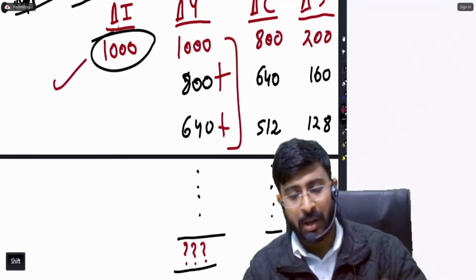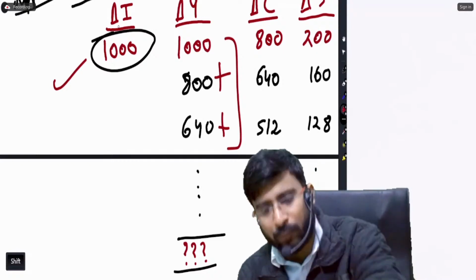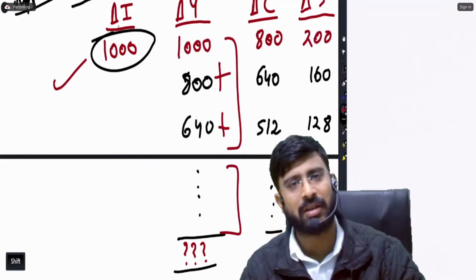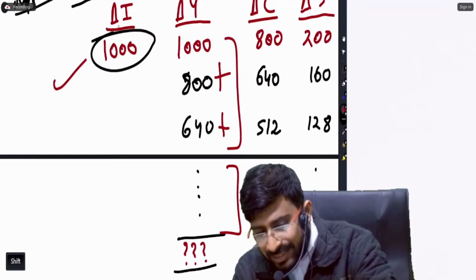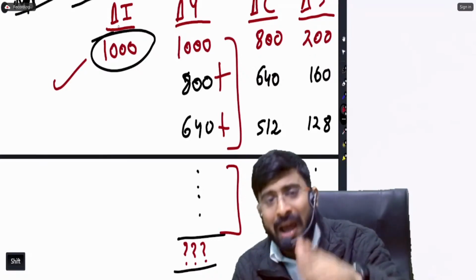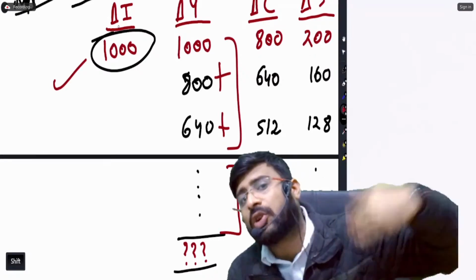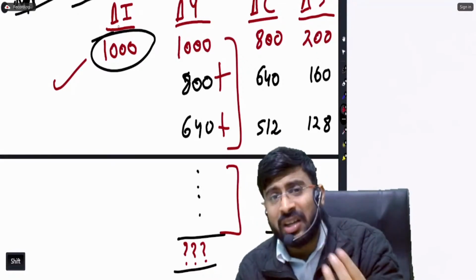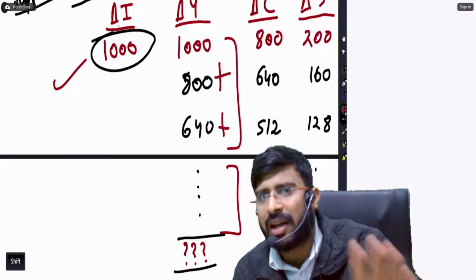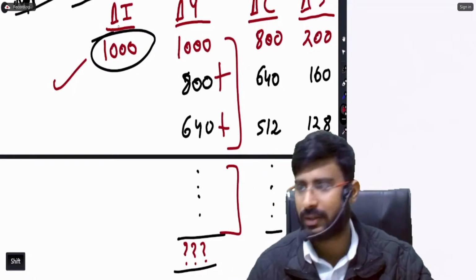Investment was just 1,000, but the income of the people has already become 2,440, and it is going to increase further. Total how much? We will calculate that. But do you agree that the increase in investment of 1,000 has resulted in an increase in income of more than 1,000? Yes or no?